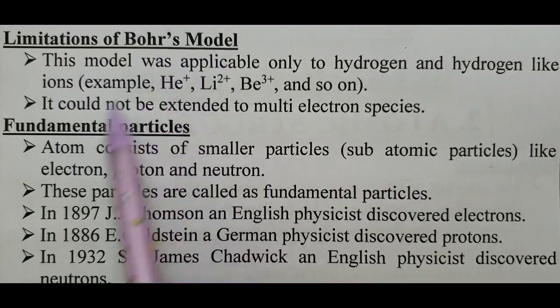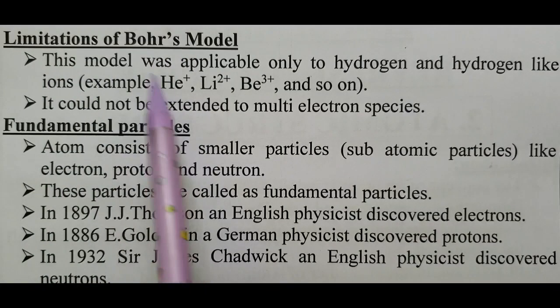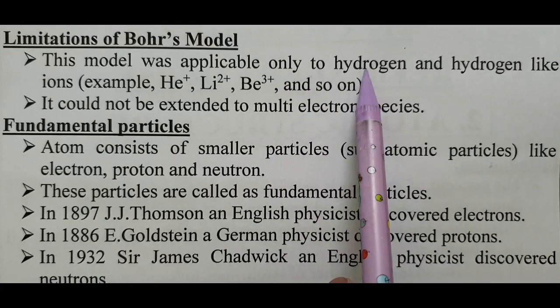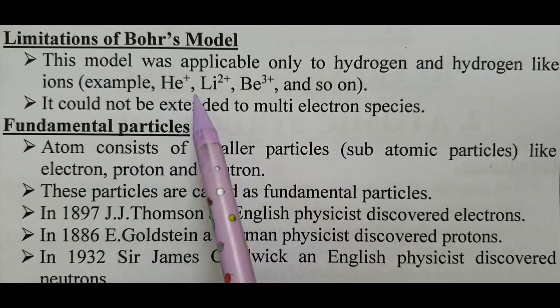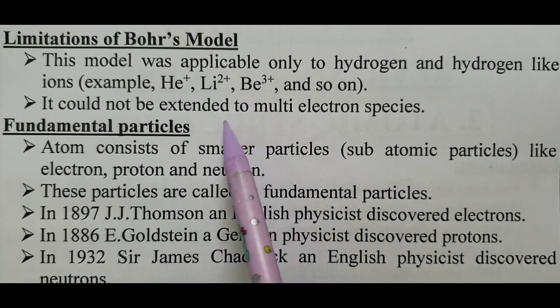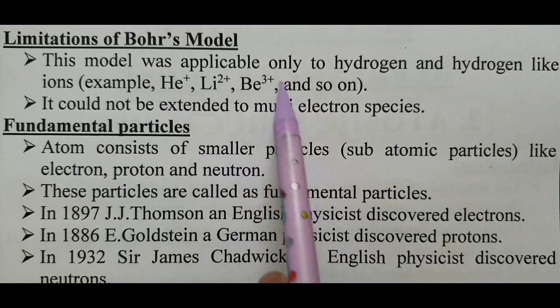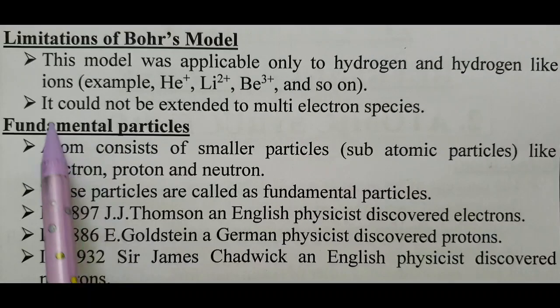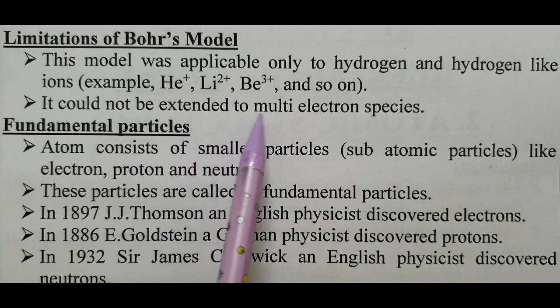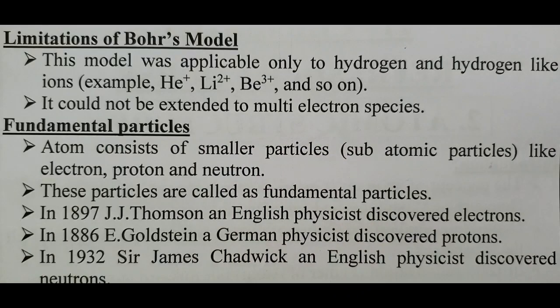Limitations of Bohr's model. This model was applicable only to hydrogen and hydrogen-like ions. For example, He plus, lithium 2 plus, beryllium 3 plus, all of which contain 1 electron. Therefore, it is applicable only to one-electron species. It could not be extended to multi-electron species.